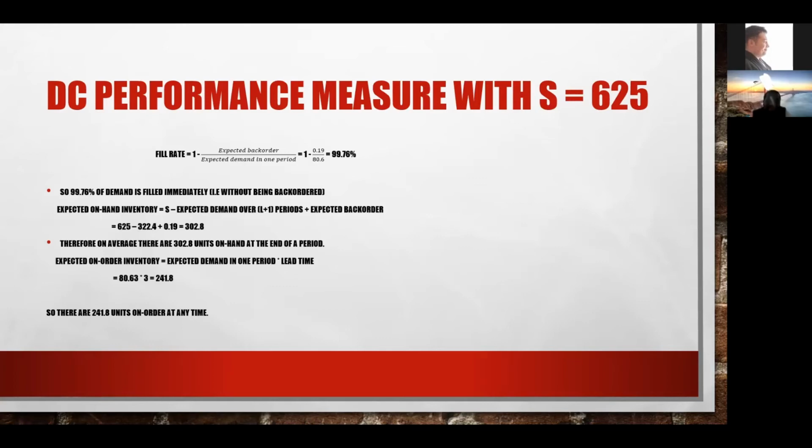So our expected on-hand inventory at the distribution center will be the order up to level minus expected demand over L plus 1 periods plus expected back order, which is 302.8. Therefore, on average, there are 302.8 units on hand at the end of a period. Expected on-order inventory is equal to expected demand in 1 period times lead time, which is 241.8. So there are 241.8 units on order at any time at the distribution center.